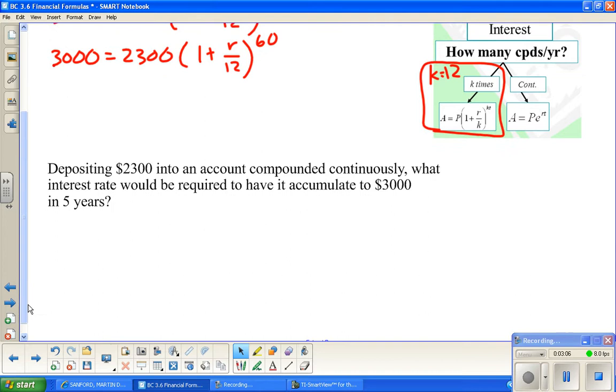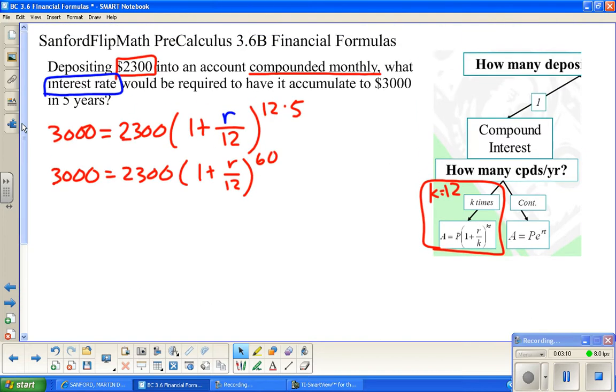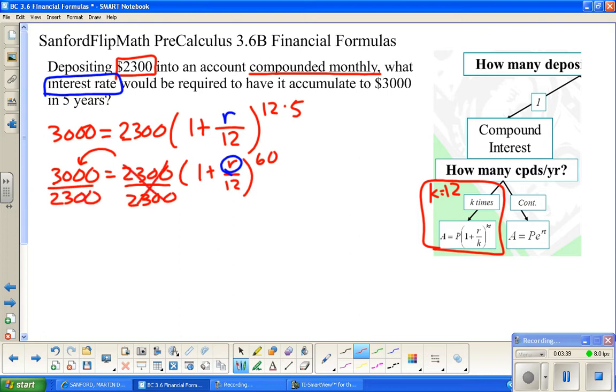Okay, here we go. Solving: my goal is, again, to get R by itself. In order to do that, I need to start peeling things off from the outside. It's the socks and shoes example, and I'm not going to go through the whole thing again, but the last thing out here, if I was following order of operations to calculate this 3,000, would be: do inside the parentheses, then the 60th power, then multiply. So I'm going to divide by 2,300 first.